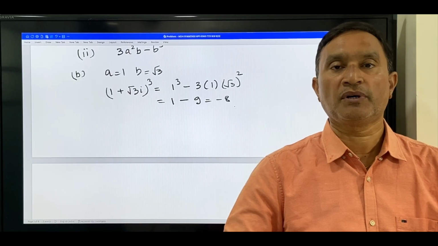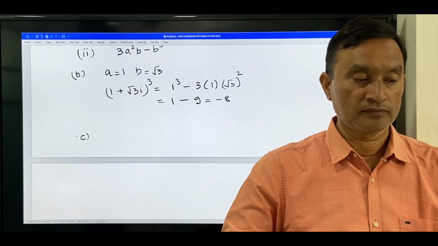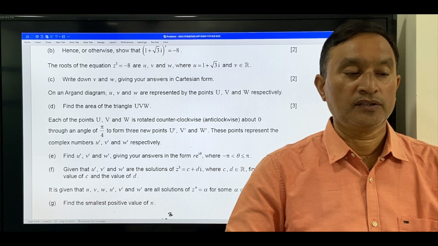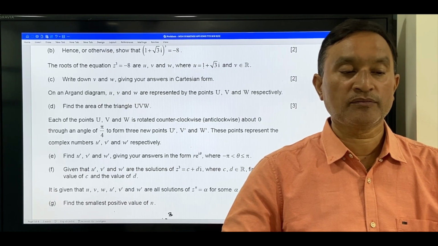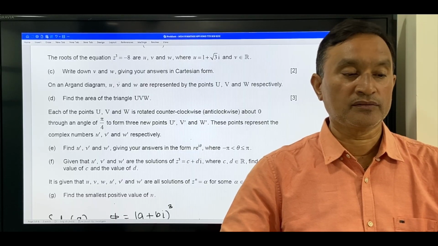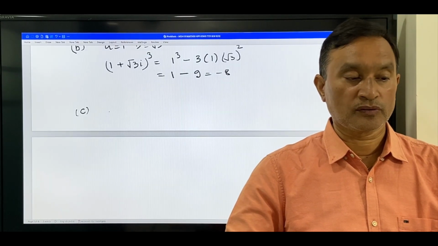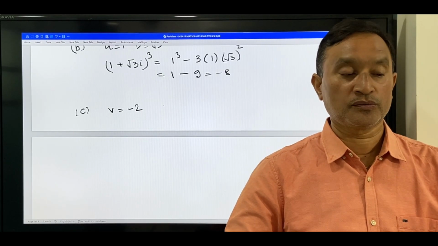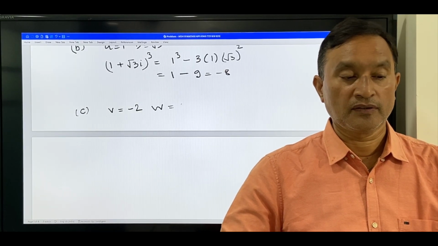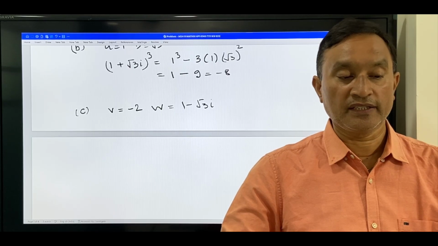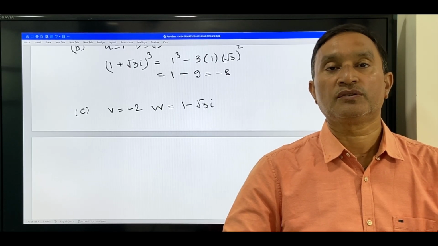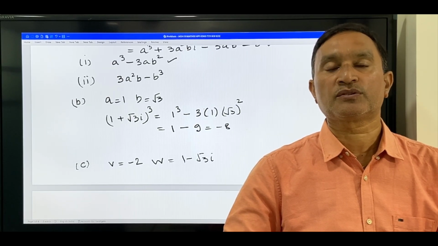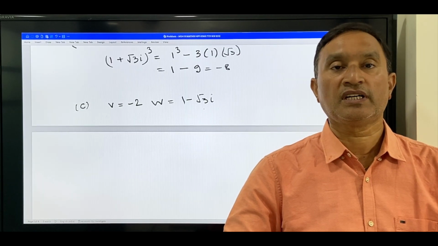Now we will proceed to C part. The roots of the equation z cube equals minus 8 are u, v, w, and u value is given as 1 plus root 3i, and we have to write down the value of v and w. So one of the roots would be v equals minus 2 and w would be 1 minus root 3i. By using the complex conjugate theorem, as 1 plus root 3i is one of the roots, then 1 minus root 3i would be the other root. So this is the answer of C part.